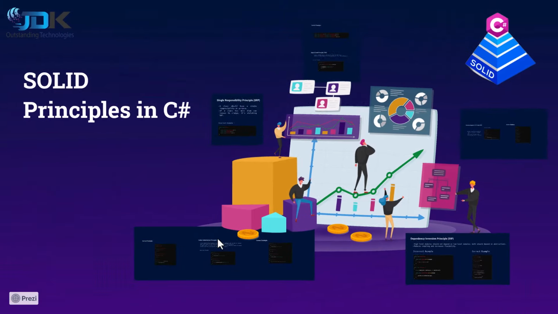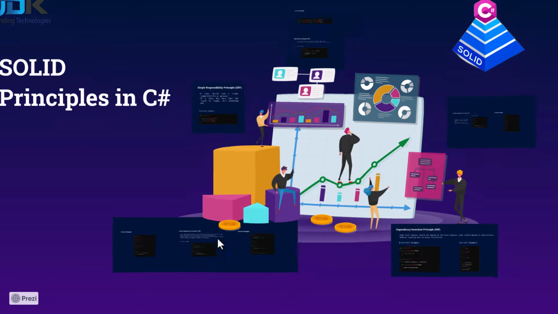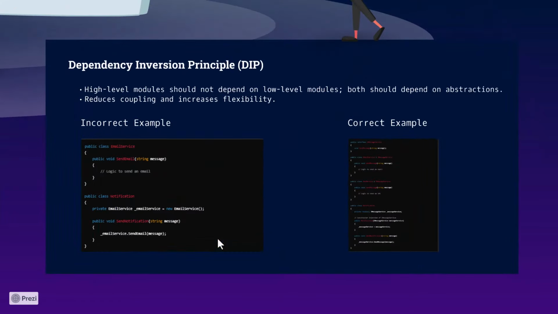So let's continue with this. We're about to finish. We're about to go to the last one, which is the Dependency Inversion Principle, or DIP. High-level modules should not depend on low-level modules, but should depend on abstractions. This reduces coupling and increases flexibility.